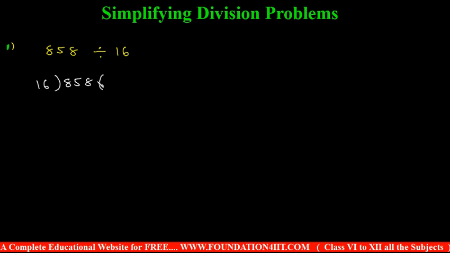And 16, normal division, if you notice once, 16, 5, 80. Subtract 50 and 8. Next. Again similarly, 16, I will get 3, so 48. And this is 10. So this is 53, 10 by 16.